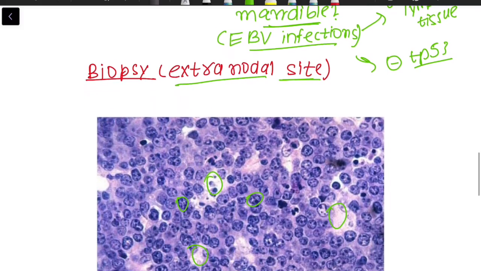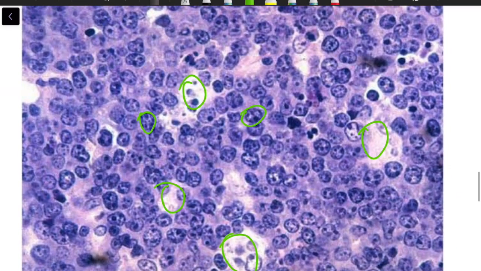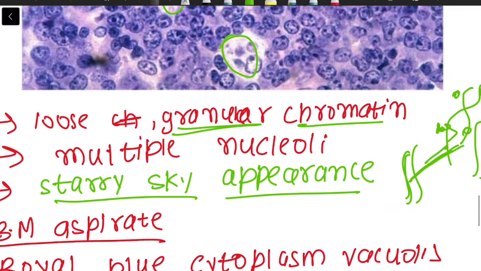And if we talk about the biopsy, if we take a biopsy from the extranodal site, what we see is a lot of centroblasts, like I talked about, which have an appearance in which they have multiple nucleoli, and the chromatin is a bit loose, it's not tight, because they are transcriptionally active.